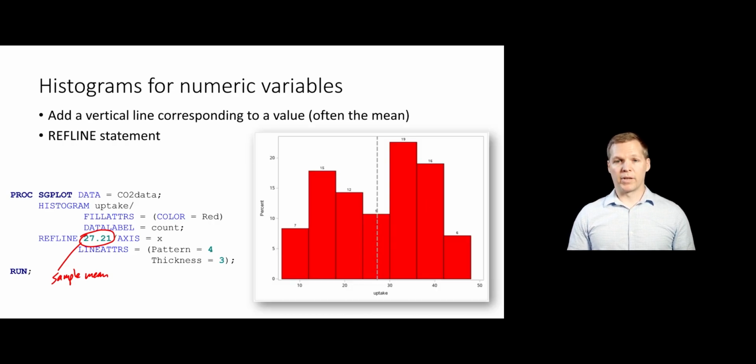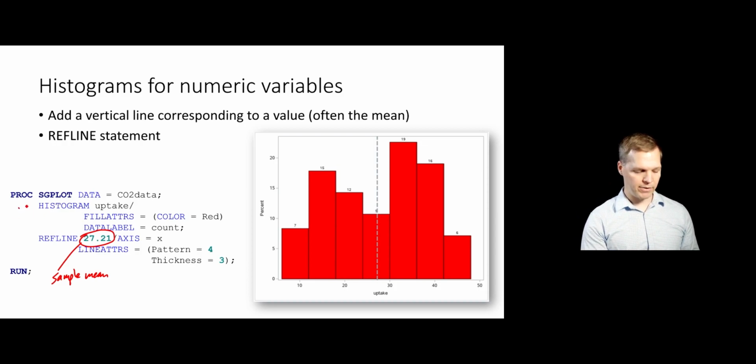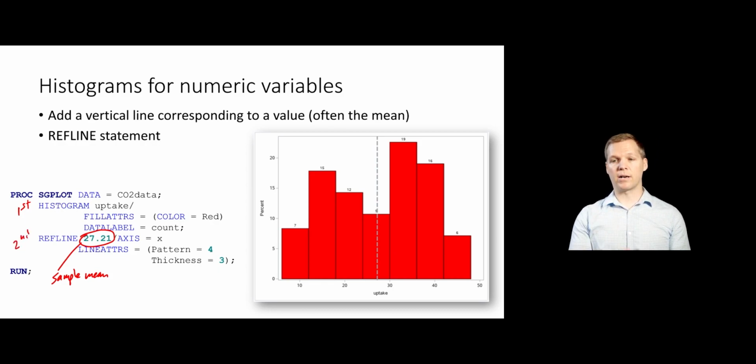Now you do need to be careful with overlaying plots. If I put the reference line first, that's going to be different than if I put the histogram first. So histogram coming first, and then reference line coming second. That overlays the reference line on top of the graph that we just created. And so now this tells us exactly where the mean occurs in this histogram.